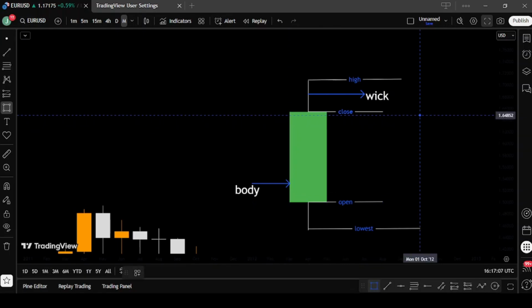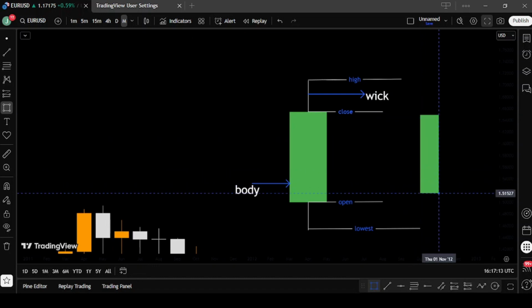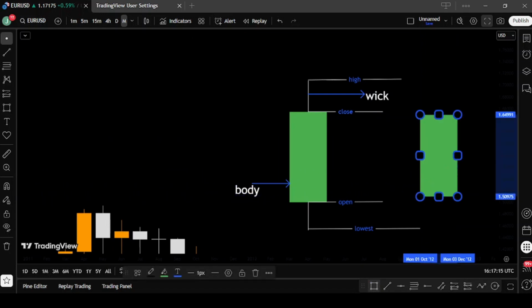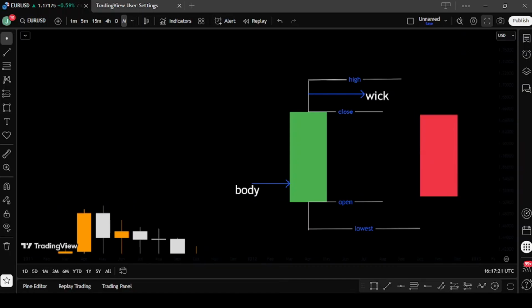So when price is going up, it prints a green candle, and when it's coming down, it prints a red candle. Let me put this in red. The green candle is the bullish candle, while the red candle is the bearish candle. Just so simple. These candles have the same features, just like the bullish one. It's just the same.